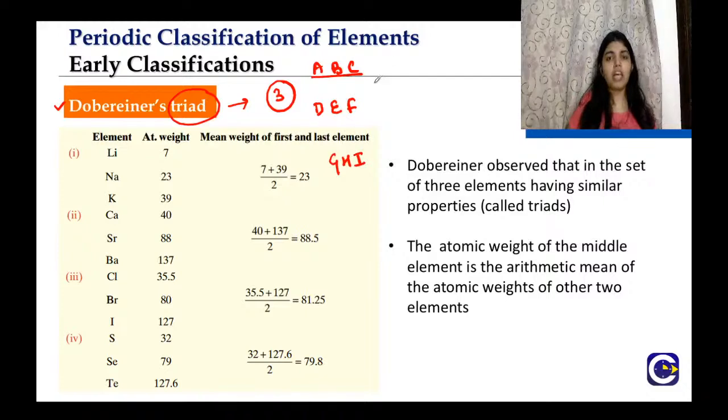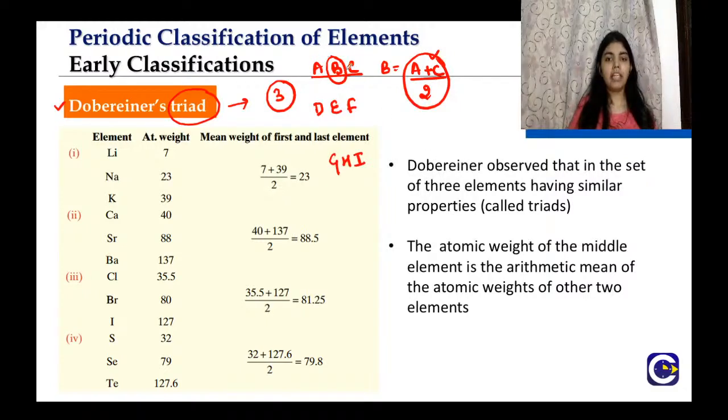So he said that the atomic weight of the middle one, let us say B, is equal to the mean of the first and the third one, that is, divided by 2, right? So it is the mean of the atomic weights of the first and the third element.